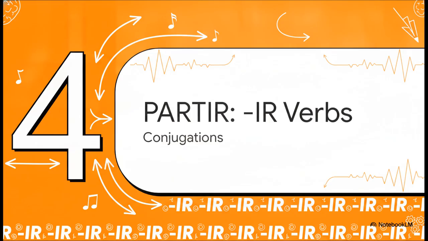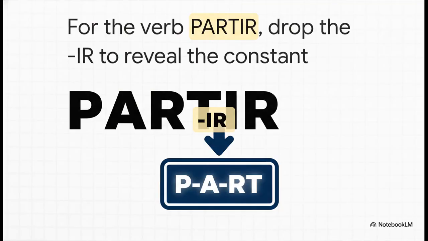Okay, section 4, partir, IR verb conjugations. Let's keep this momentum going and jump right into our final verb group. By now, I bet your brain is actively anticipating the pattern before I even reveal it. So let's explore this last regular verb category by isolating our model IR verb partir, which means to depart or to leave. We drop the IR, and our consonant stem becomes PART.